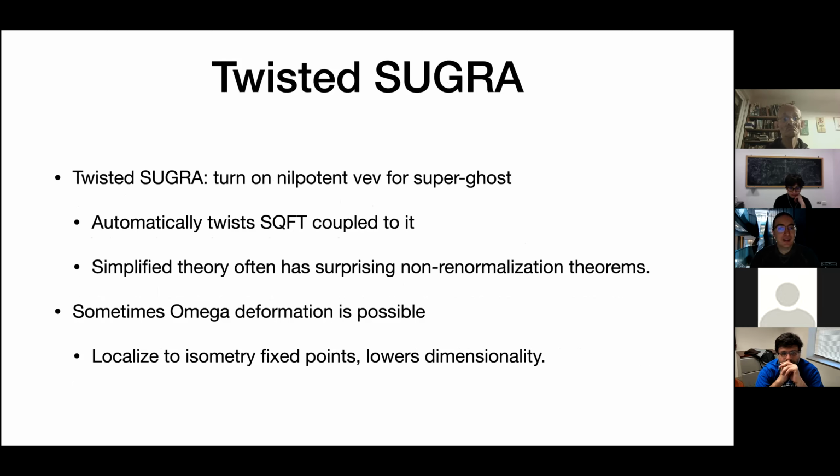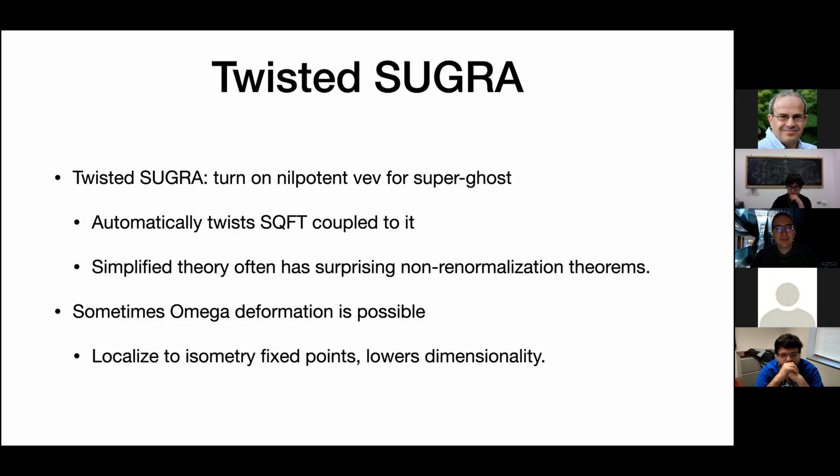Twisted supergravity is a way to twist supergravity. Instead of modifying the BRST charge of your theory by hand, what you do, following Kevin's prescription, is turn on a nilpotent VEV for one of the super ghosts, one of the ghosts for the supersymmetry. And then you work perturbatively around this background. And you can surely ask questions about the non-perturbative meaning of this operation, which I don't think are fully resolved.